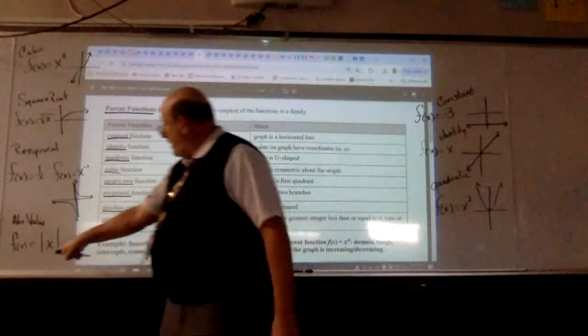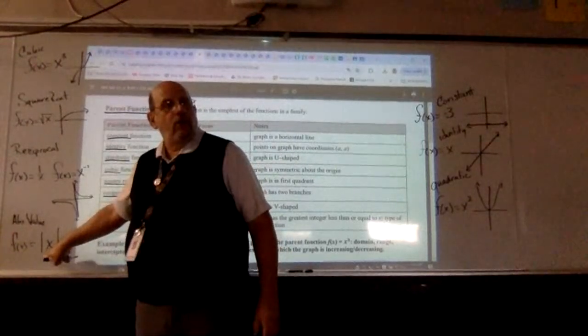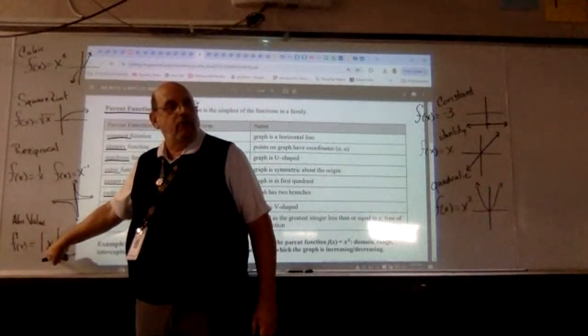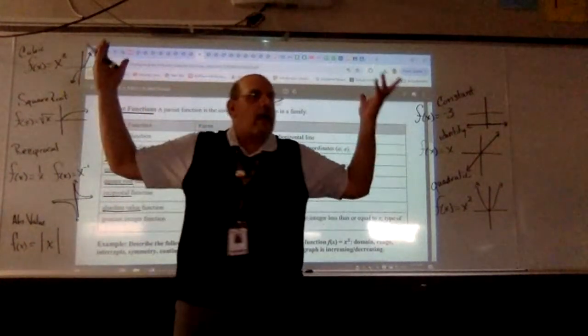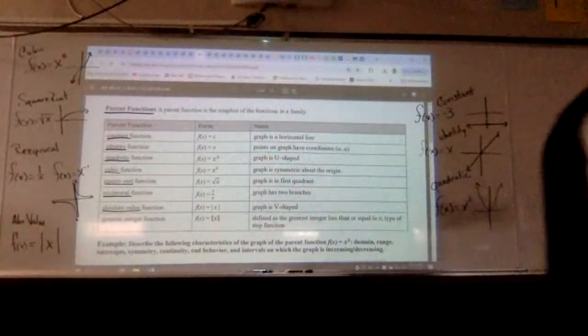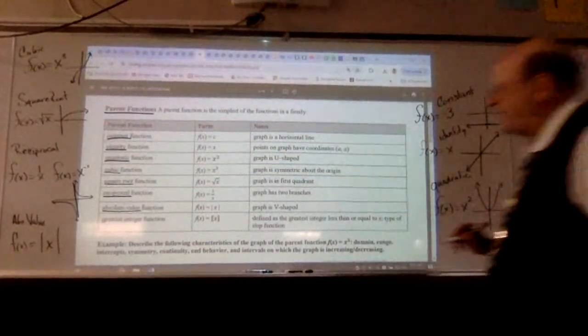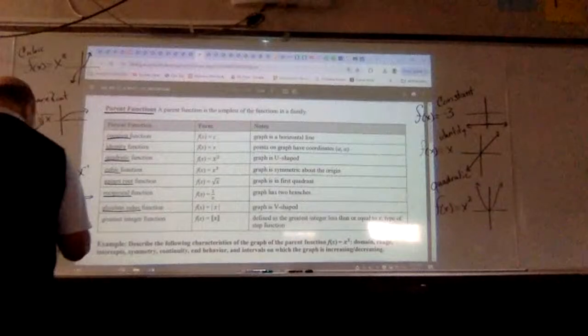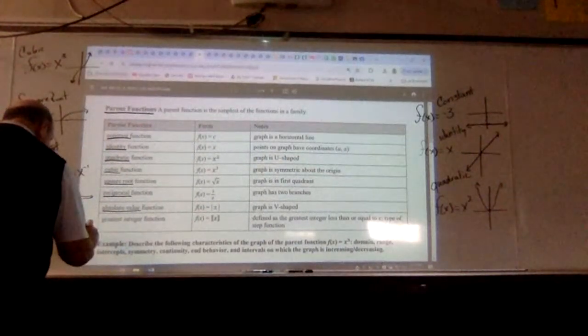The input is inside the absolute value, so we can't have a negative value come out, right? True that, true that. True dat. So, I'm such an old nerd.